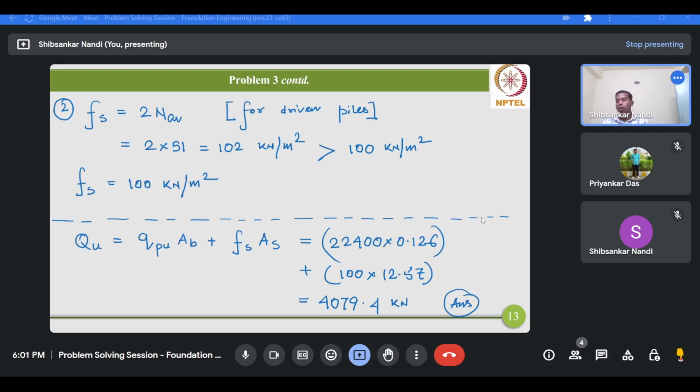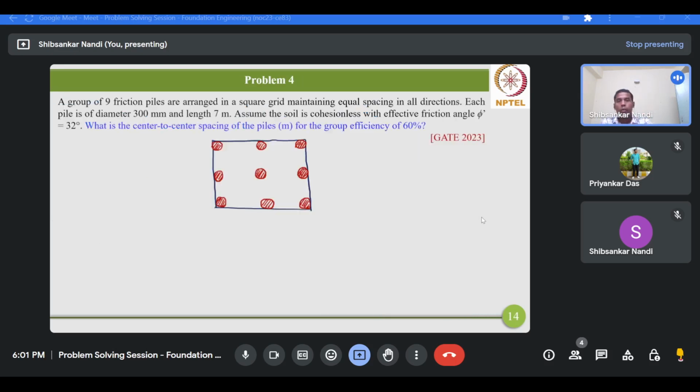Now we'll take another problem, taken from the GATE examination 2023. In this problem, a group of 9 friction piles are arranged in a square grid maintaining equal spacing in all directions. Each pile is of diameter 300 mm and length 7 meter. Assume the soil is cohesionless with effective friction angle 32 degree. What is the center to center spacing of the piles for the group efficiency of 60%?